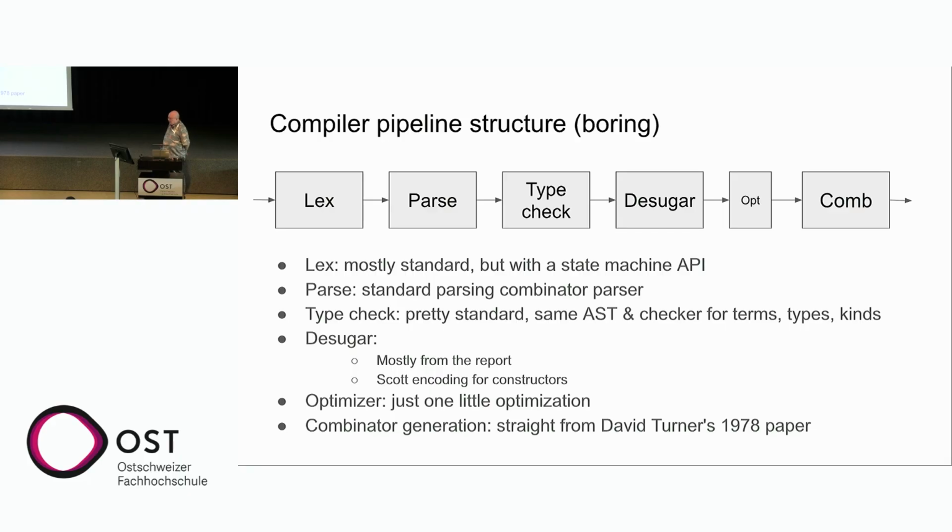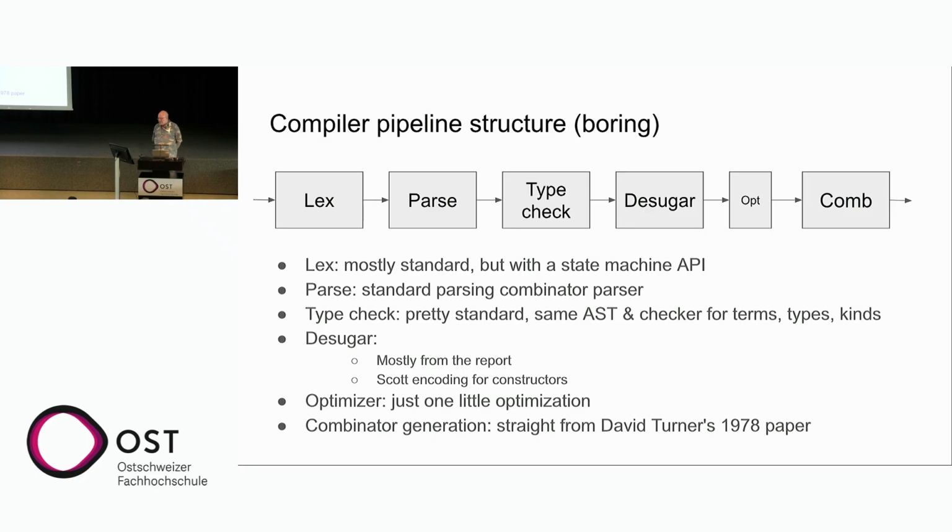Just a few words about how the compiler works. It's not any different from most compilers. There's a lexer, there's a parser, and then the type check box, which should really be like 10 times as big as all the other boxes, because that's where everything happens. And then after type checking, you desugar a bit. And then there's a tiny optimization box, because there's only one single optimization in the whole compiler. And then you spit out combinators.